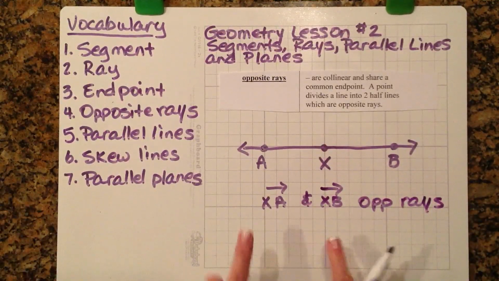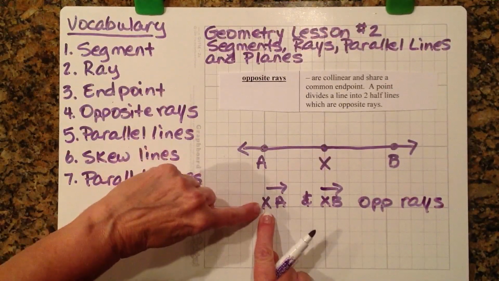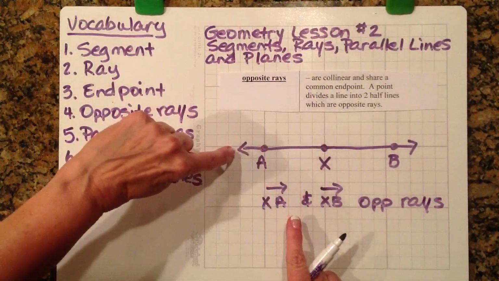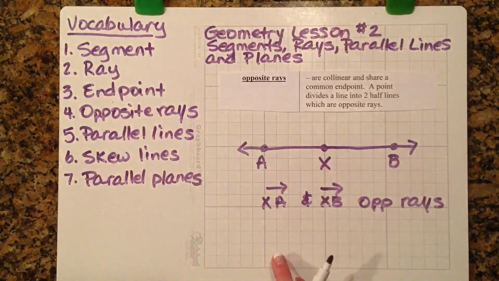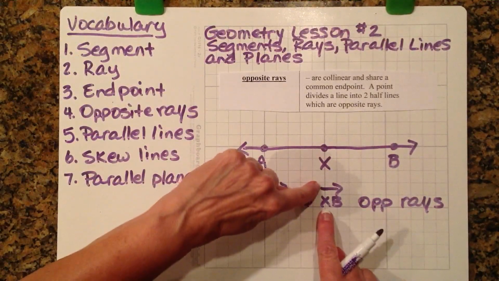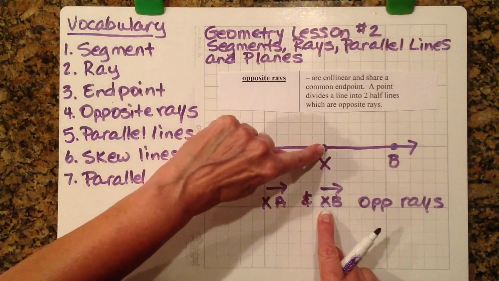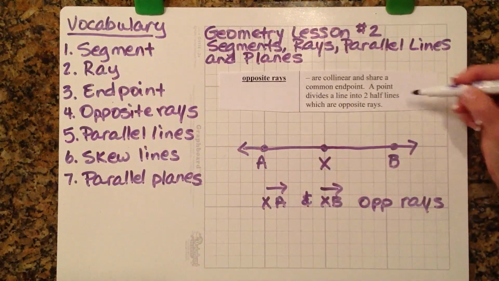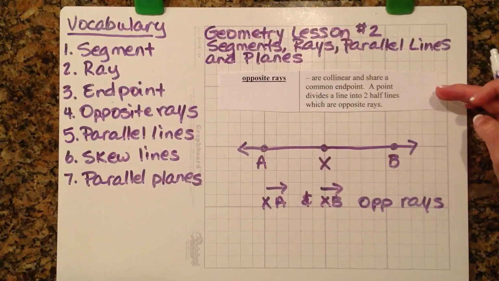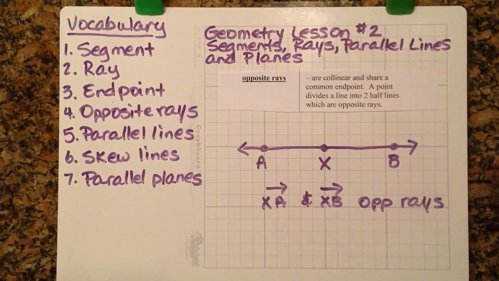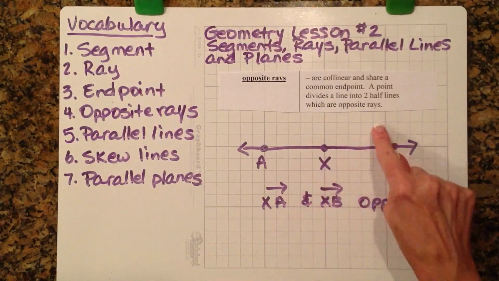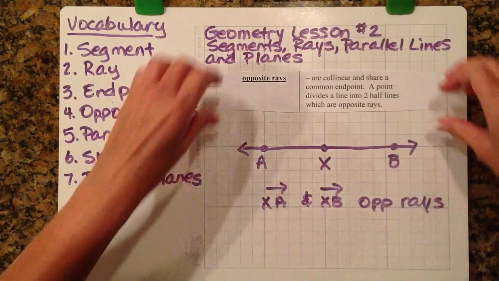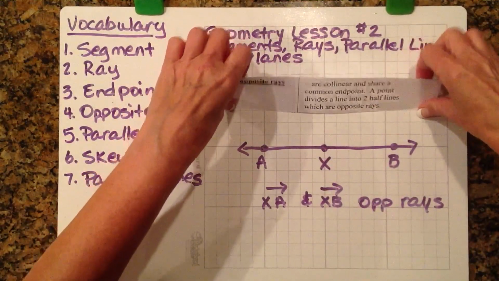And what you look at is, where does it start? It starts here at X and it goes to the left through A. Look right here, it starts at the X and it goes all the way through B. Opposite rays is an important term because we will use this term later on when we start talking about angles. So that is a very important vocabulary term to grasp.